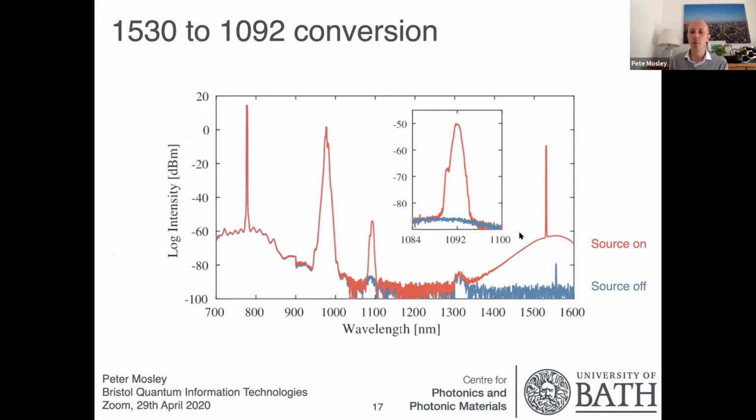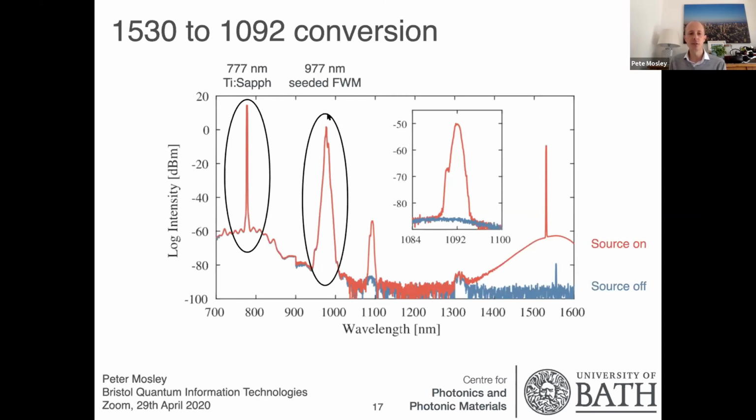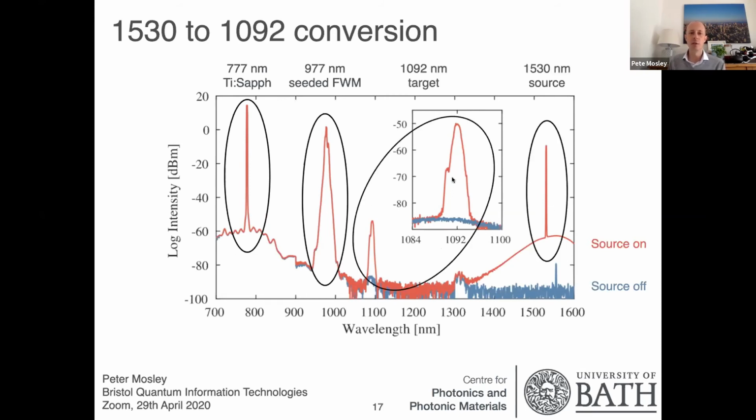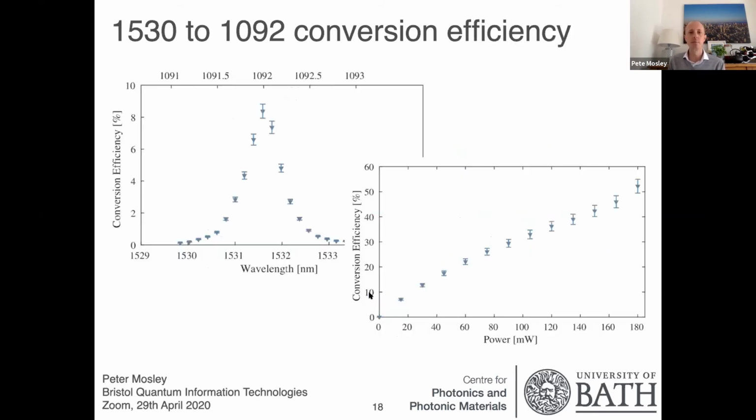So here are the output spectra just for conversion of weak coherent light. This is in blue with the source at 1550 off, and here in red with the source at 1550 on. So we've got our original 777 pump over here, and a 977 seeded four-wave mixing. These are the two pumps that drive the Bragg-scattering four-wave mixing process. And then when we have the source wavelength input, we generate some output at 1092, which is our target wavelength.